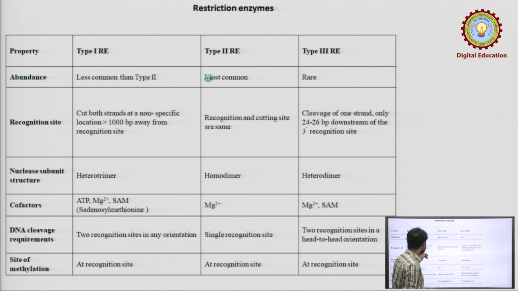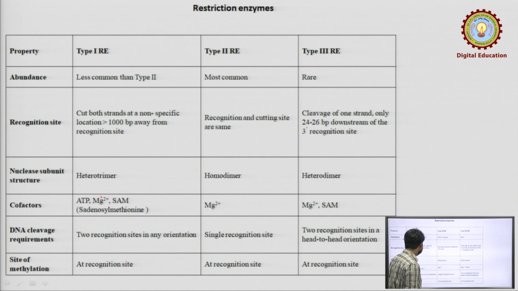These are not heterotrimers; a heterotrimer is made up of three subunits of different shape and size. The second type is a homodimer, made up of two subunits of the same type, and the third is a heterodimer, two subunits of different shape and size. These are the cofactors: ATP, Mg2+, and SAM, which is S-adenosyl methionine, and in this case magnesium and SAM.